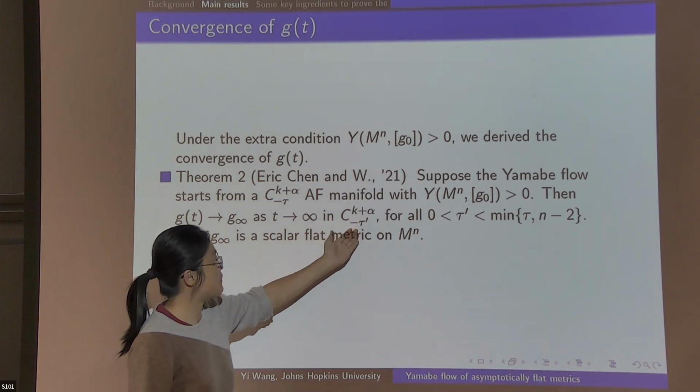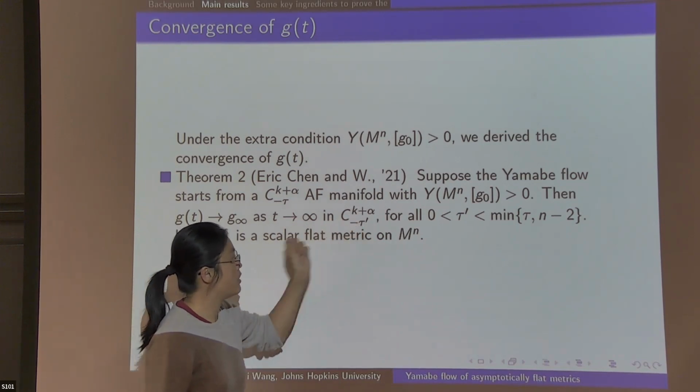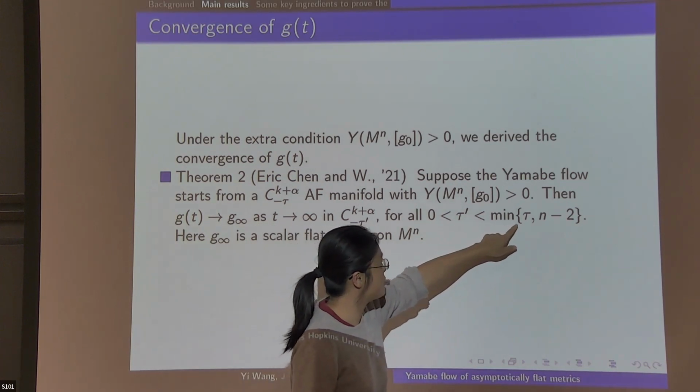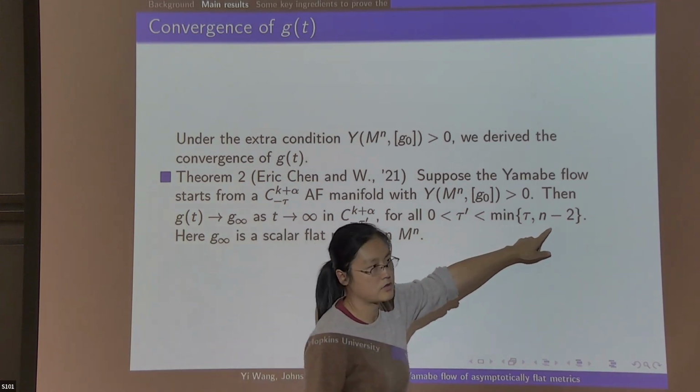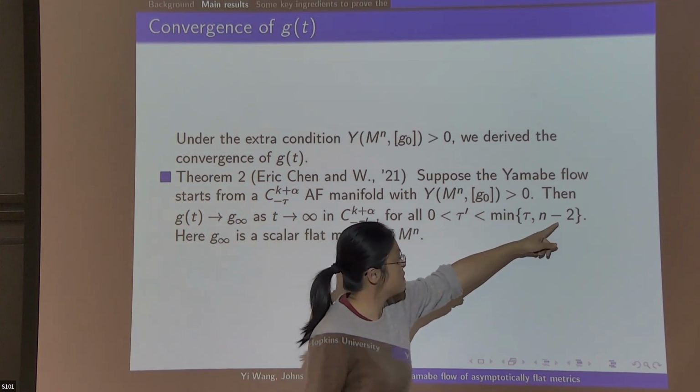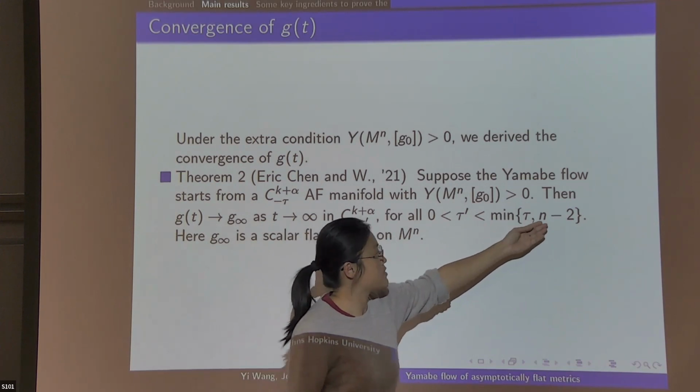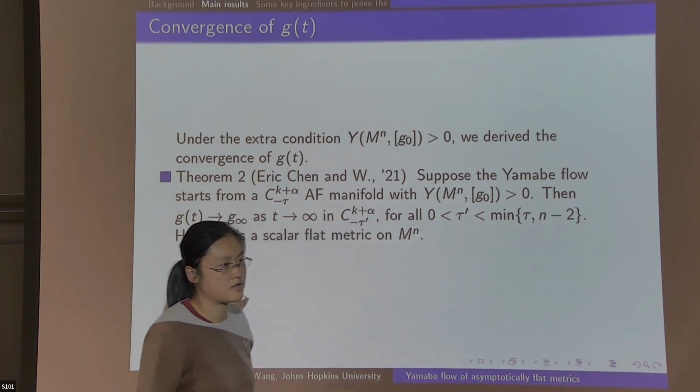So C^{k+alpha} minus tau prime. And here, I should say that this tau prime is strictly less than the minimum between tau and n minus 2. So in some sense, the n minus 2 comes into play here, and it's good that it's in the same range as the masses were defined.